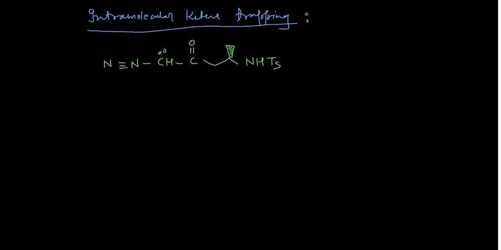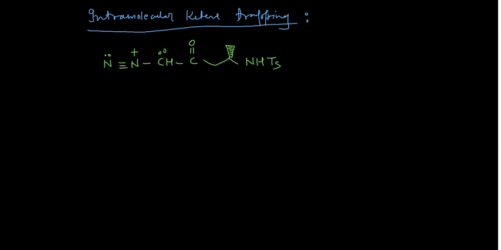And you have been given this particular species. So this is again an alpha diazoketone. Because see, this carbon is the carbonyl carbon, this is your alpha carbon, and this alpha carbon is having this substitution. I forgot to put the positive charge over there. One lone pair is already there.